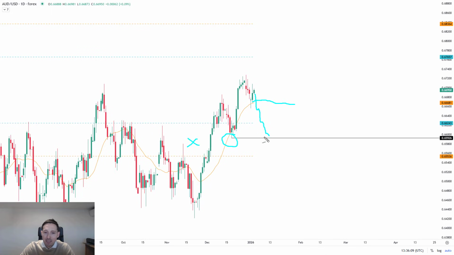This is exactly where I'm going to be looking for a failed breakout to the downside. I'm going to be looking for this to bounce and snap back for a 1 or 2 day liquidation to the upside next week.